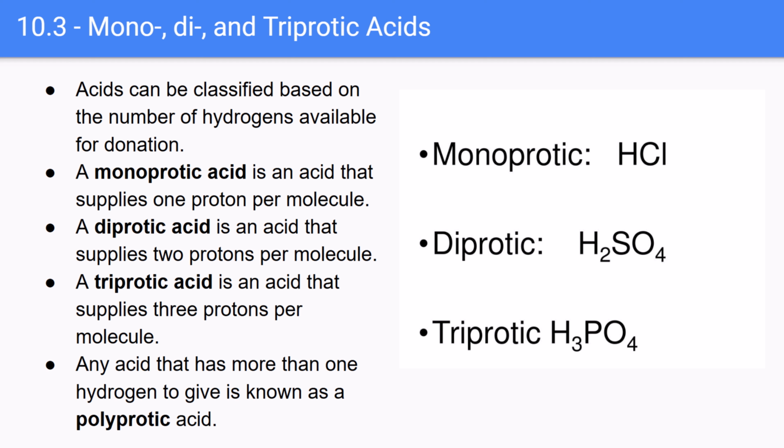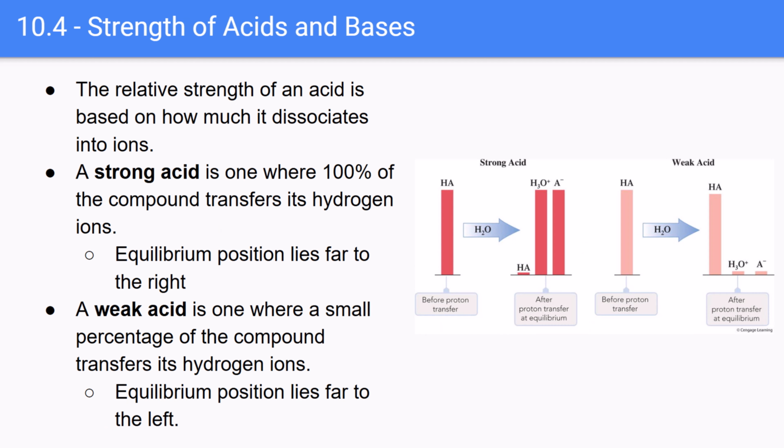Be aware that the number of protons or the number of hydrogens that can be donated does not correlate to the strength of the acid. That is something we will address here in just a moment. But don't think that a triprotic acid, because it has three hydrogens, is going to be a stronger acid than a monoprotic acid, which just simply has one. And any acid that has the ability to give more than one hydrogen is known as a polyprotic acid. So pretty straightforward to distinguish between your mono, di, and triprotic acids.